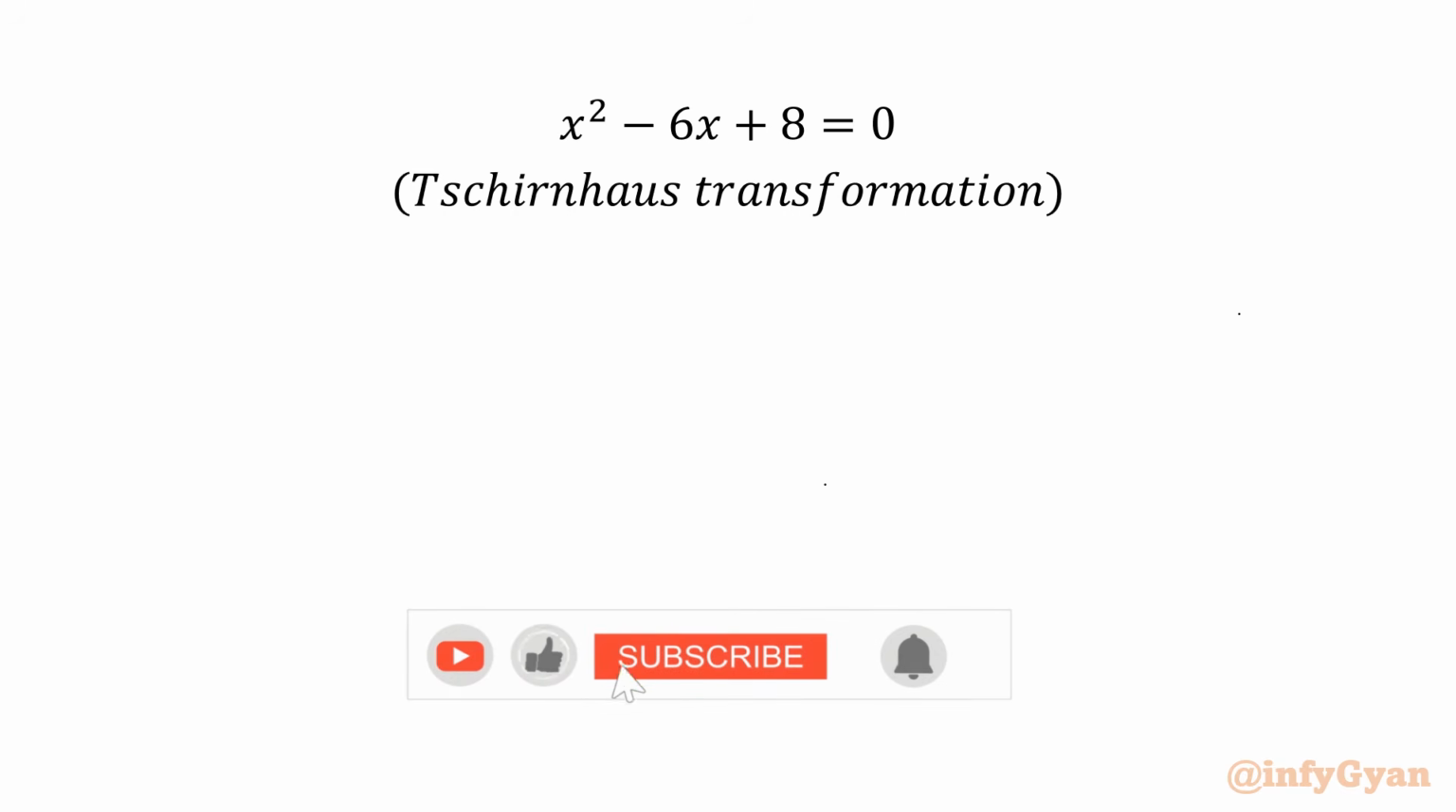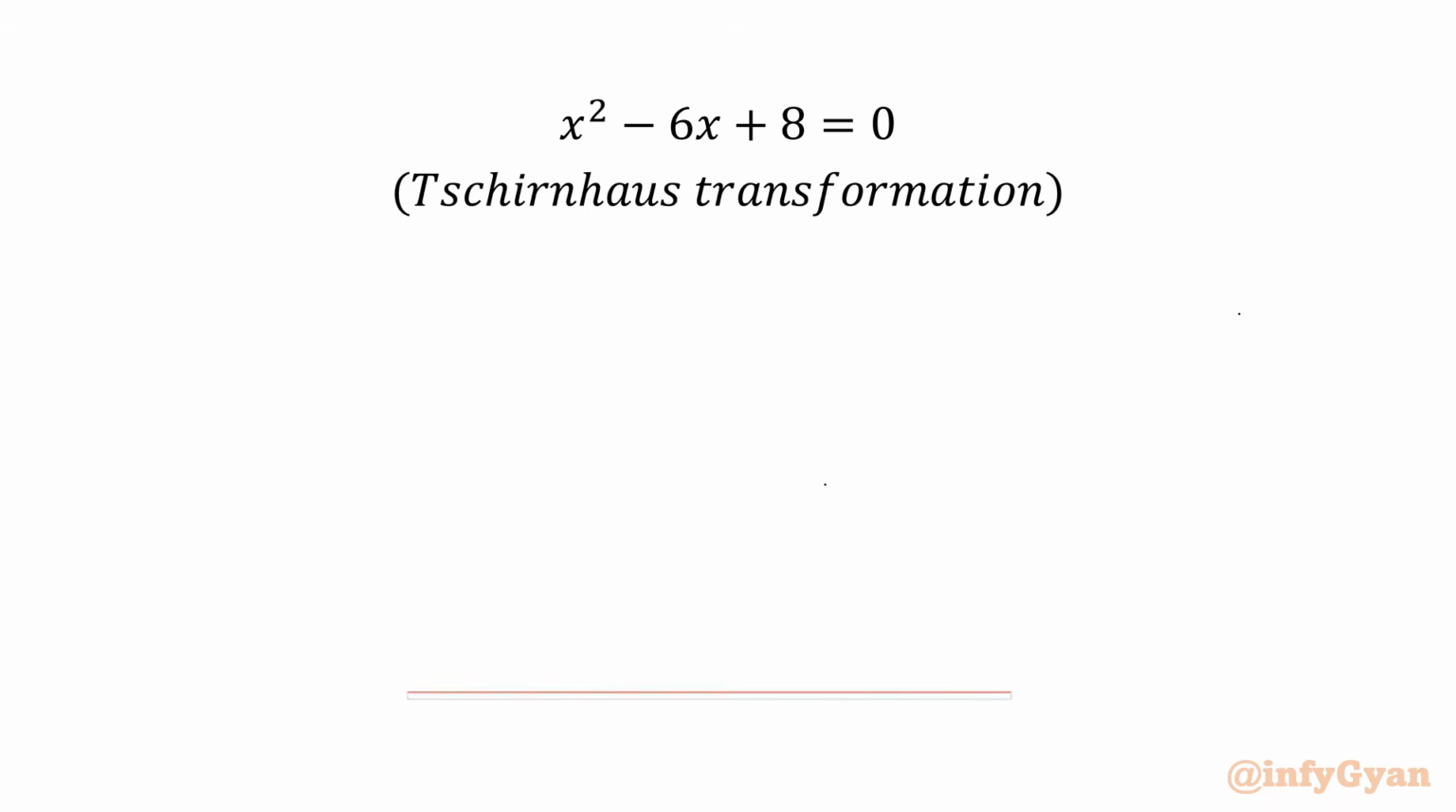Today in this video, we are going to take up two quadratic equations, which we will be solving in two different, unique and non-conventional methods. First method is Tschirnhaus transformation and second is Po-Shen Loh method. So let's get started with Tschirnhaus transformation technique or method. This technique of solving quadratics eliminates the middle linear term.